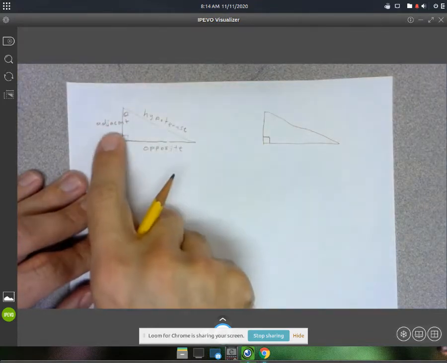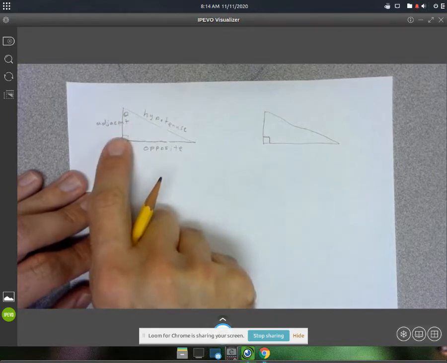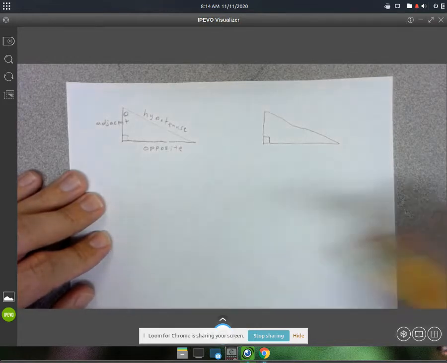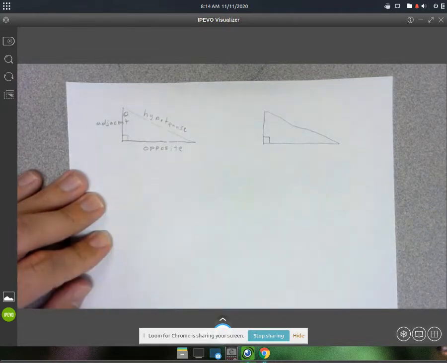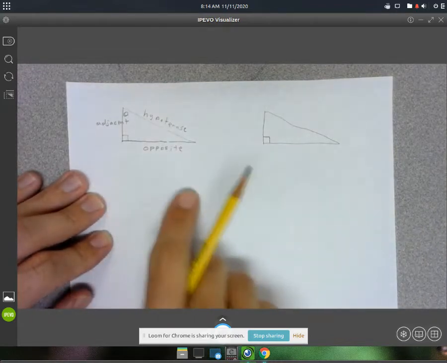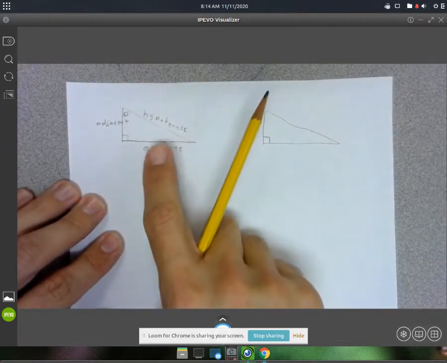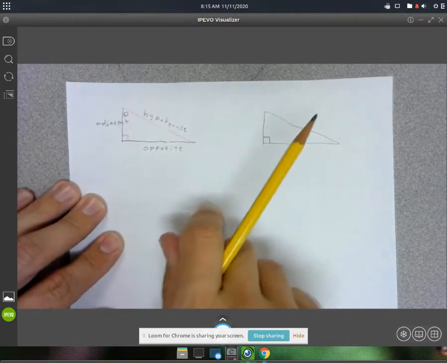Sorry, too long of a word, but adjacent just means right next to or connected to. Like my room here in this classroom, it is adjacent to Miss Hudson's room, or it would be adjacent to the esports room, right next to it. And that's kind of the definitions. We're going to use these definitions to talk about sine, cosine, and tangent.